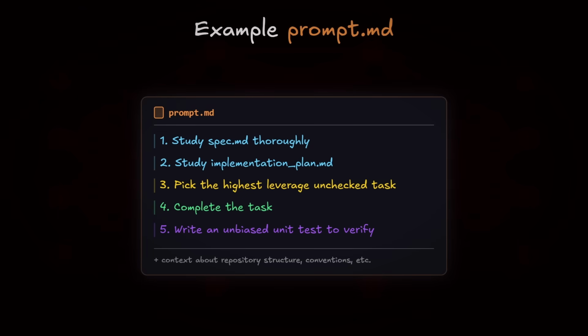Now, what would be an example prompt.md, which if you remember from previous, is exactly the prompt that we give the model every single time. This is a very important step. So we have the specs and the implementation plan, and we must write the file, which first will tell Claude to study spec.md thoroughly, then tell it to study implementationplan.md thoroughly. Then it will pick the highest leverage unchecked task, complete the task, and then write an unbiased unit test to verify. You will also want to include context about the repository structure, conventions, etc. because remember, each loop of Ralph starts with a fresh context window, so you have to find a way to efficiently get it up to speed.